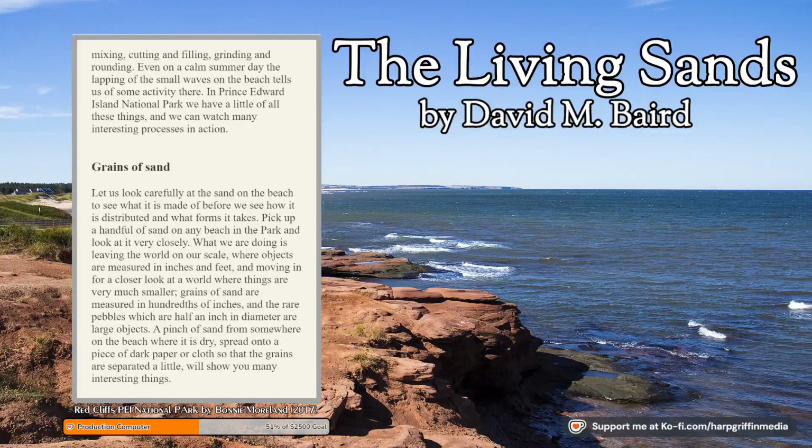And the rare pebbles which are half an inch in diameter are large objects. A pinch of sand from somewhere on the beach where it is dry, spread onto a piece of dark paper or cloth so that the grains are separated a little, will show you many interesting things.